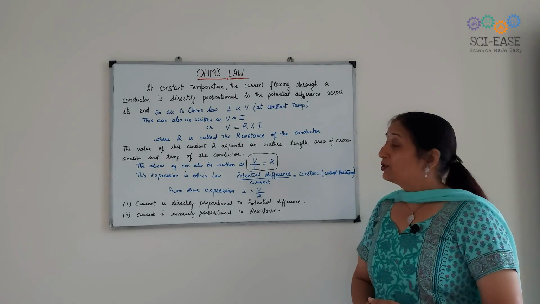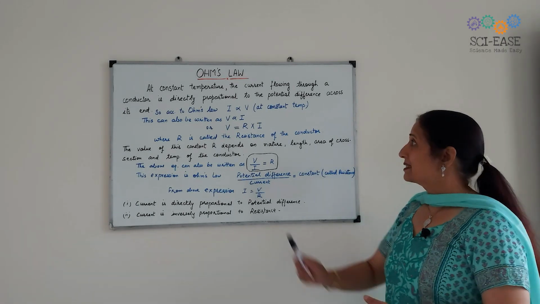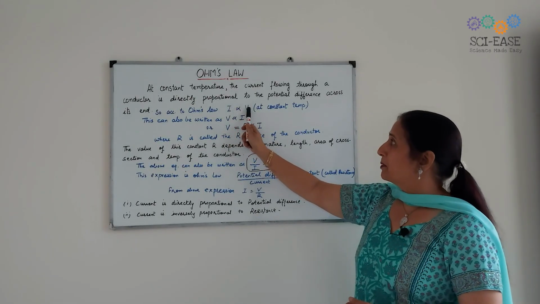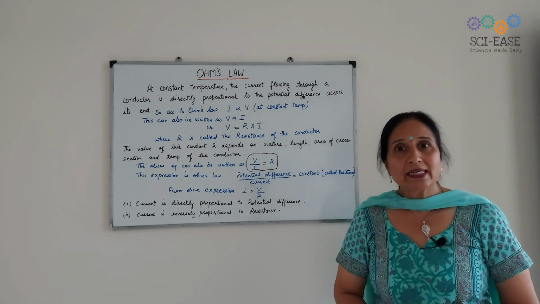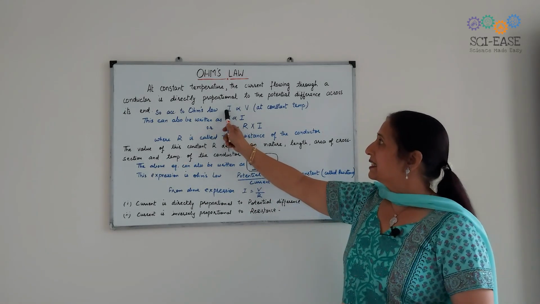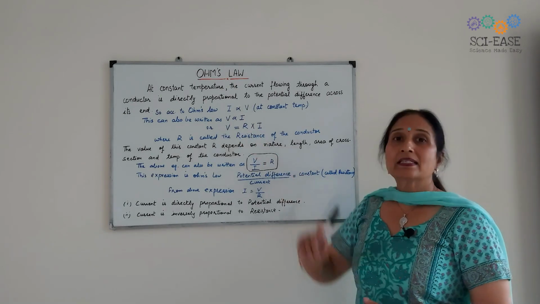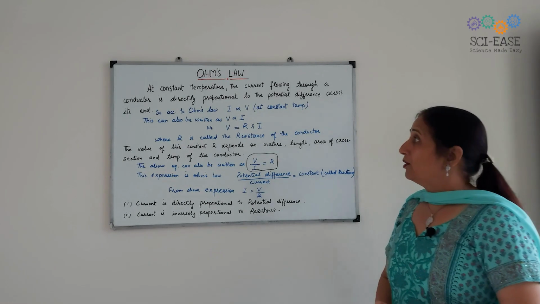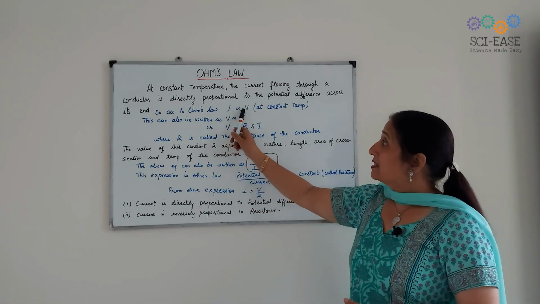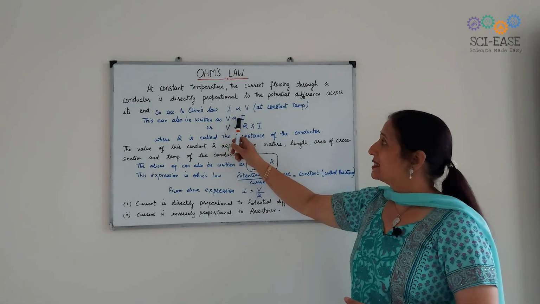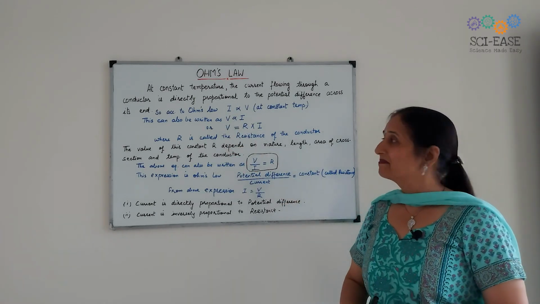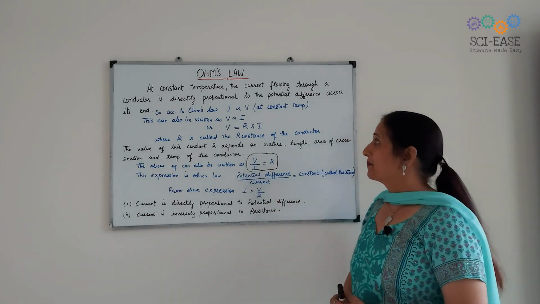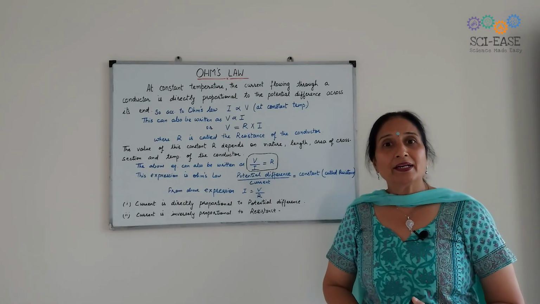So, according to Ohm's law, mathematically this can be written like this: I is directly proportional to V at constant temperature, where I is the current and V is the potential difference across the conductor. Now, this can also be written like this: V is directly proportional to I. Or, removing the sign of proportionality, V is equal to R into I.